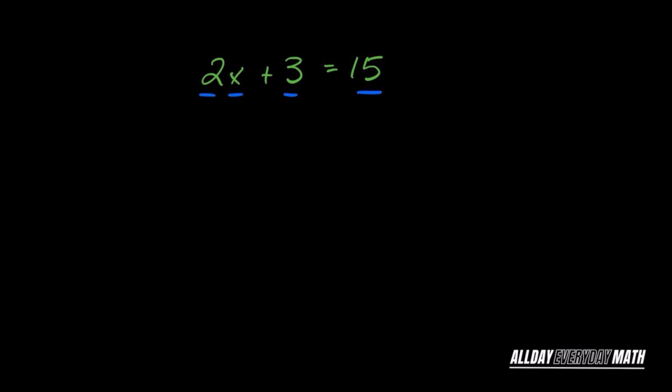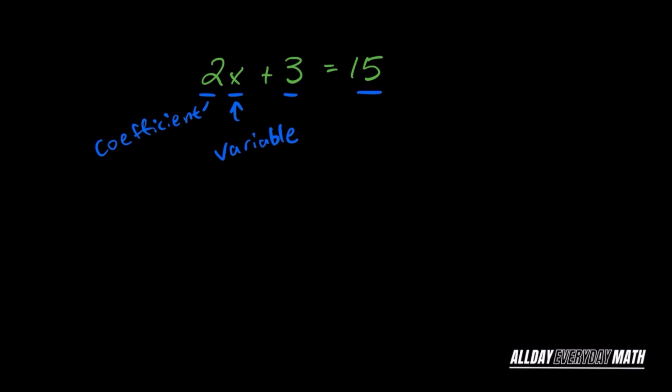So the first number, 2, is going to be called the coefficient, because the coefficient is always tied to a variable, right? So the 2 is associated with the x, or you can look at that as 2 times x. The letter x is obviously our variable, and that is what we're trying to solve for.